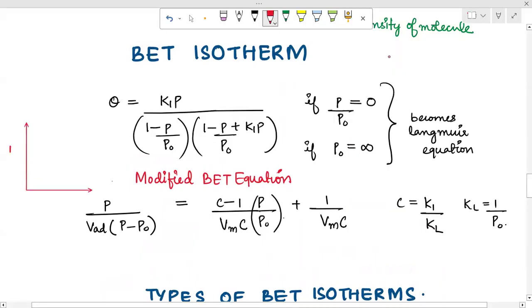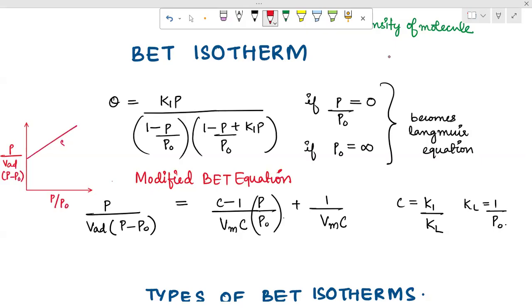Okay, where P by V_ad (P minus P naught) versus P by P naught, if you plot, you get a straight line whose slope is (C minus 1) by V_m C and whose intercept is 1 by V_m C. This is the equation. You have to note it. What is C? C is a constant which is equal to the first equilibrium constant.